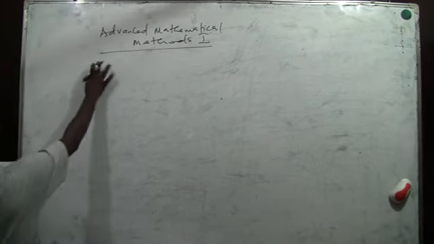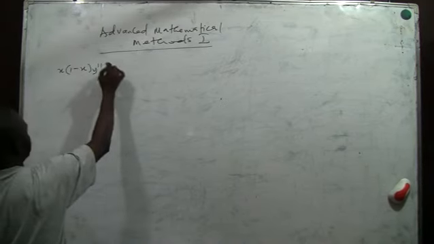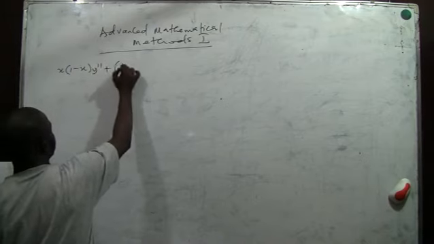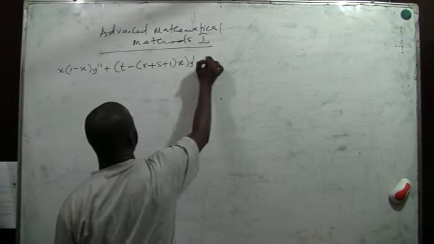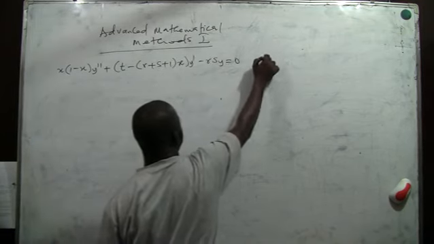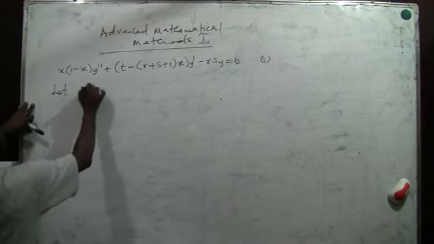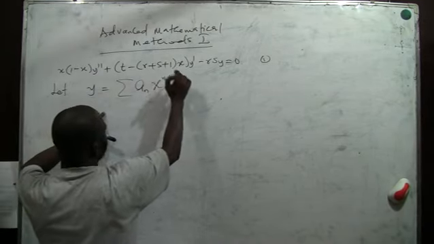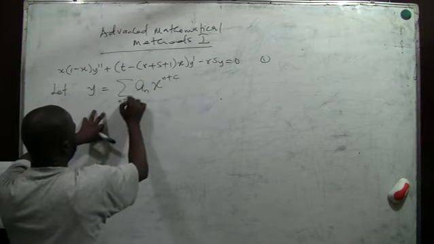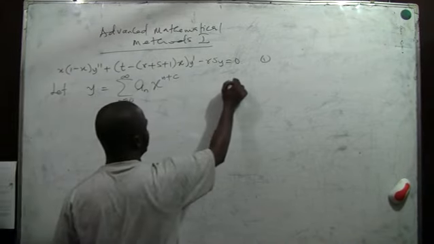Now, let us rewrite equation 1: x(1 minus x)y'' plus [t minus (r plus s plus 1)x]y' minus rs y equals 0. Call this one equation 1. So by the method of Frobenius, we let the trial solution be the summation of a_n x raised to the power n plus c, n from 0 to infinity. That's our trial solution. Call this one equation 2.